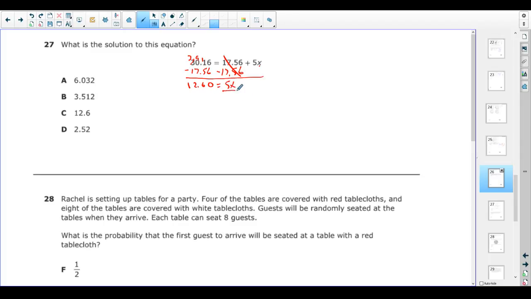And then to get rid of times 5, we just divide by 5. So really we want to know what is 1260 divided by 5. 2.52. Look at that. There it is.